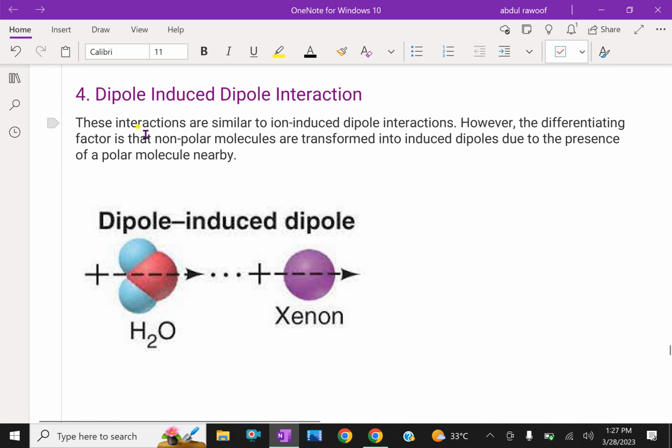Next one, dipole-induced dipole interaction. These interactions are similar to ion-induced dipole interaction. However, the differentiating factor is that non-polar molecules are transformed into induced dipoles due to the presence of polar molecules nearby.